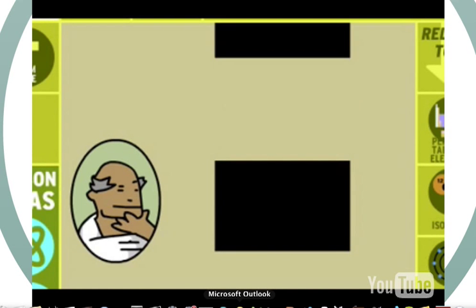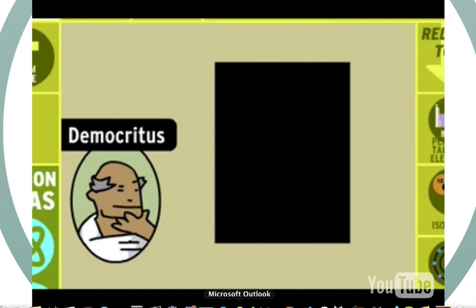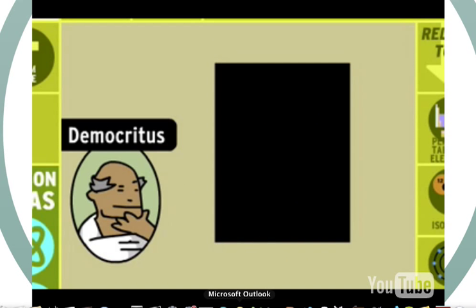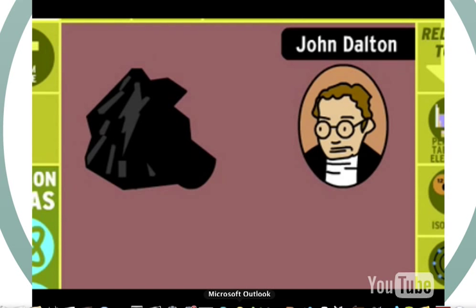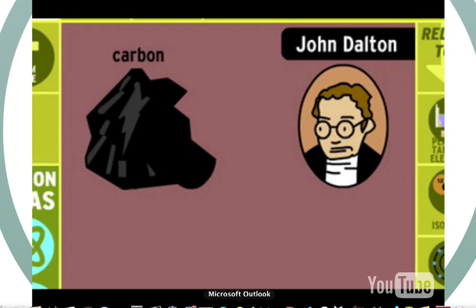Around 2,400 years ago, a Greek guy named Democritus argued that everything in the world was made up of particles so small they could not be cut in half. He called these tiny things atoms, from the Greek word atomos, which means indivisible. In the 1800s, another guy named John Dalton refined the idea with his theory that atoms are the smallest particle of an element that retains its chemical properties. That means if you break apart an atom of an element like carbon, it's not carbon anymore.